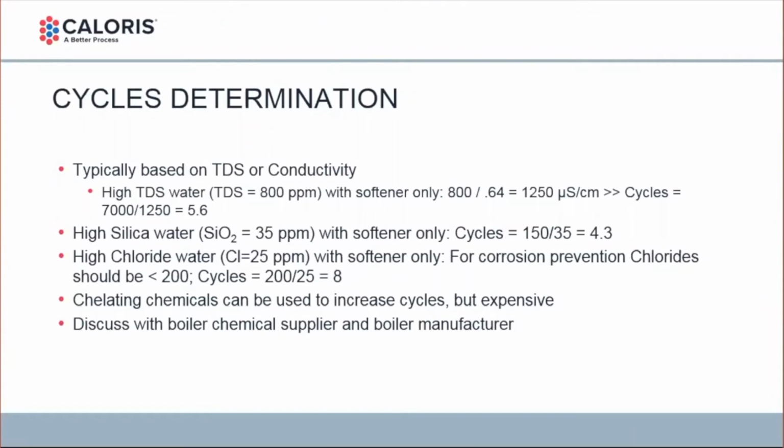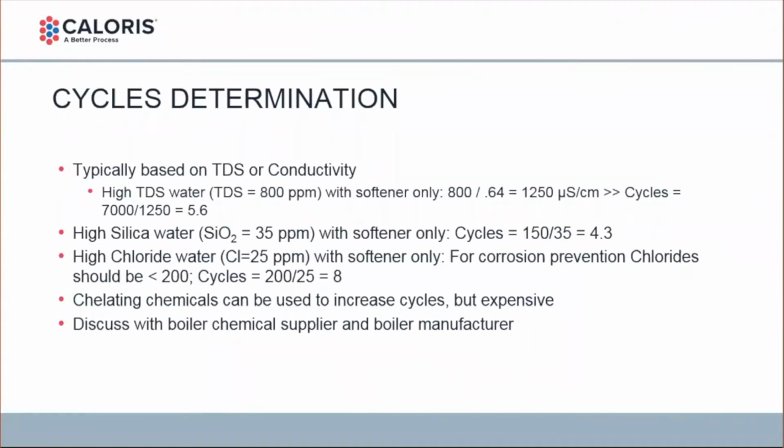Now another example, say you have fairly high silica in your water, say it's 35 ppm. Here the cycles determination would be 150 divided by that 35, which is only 4.3. So in this case, you'd have to be running cycles at 4.3 rather than at 5.6.